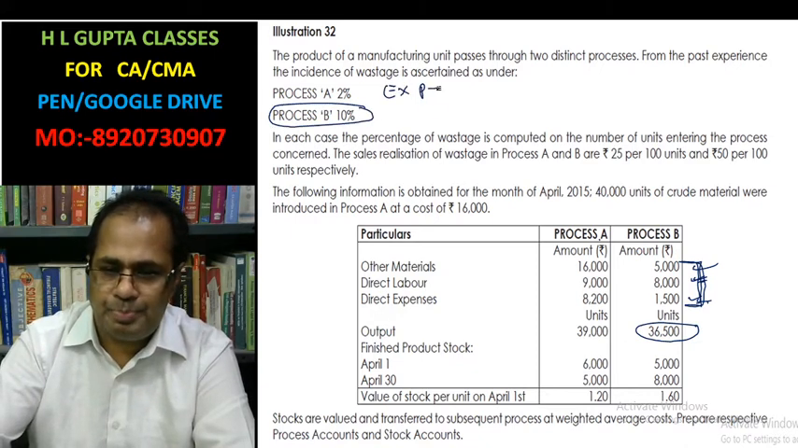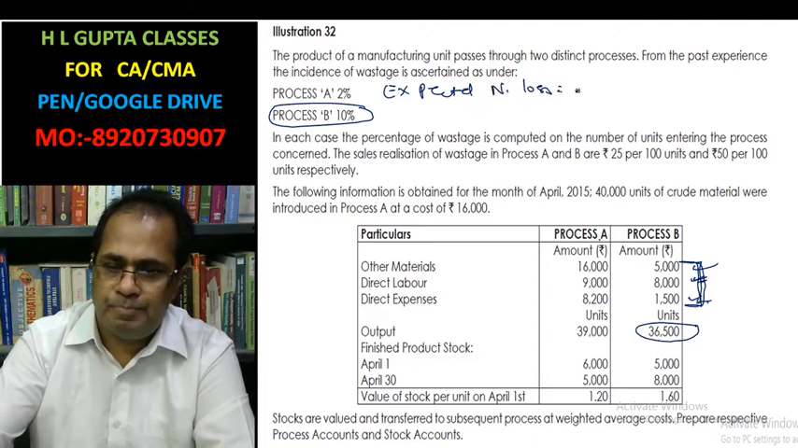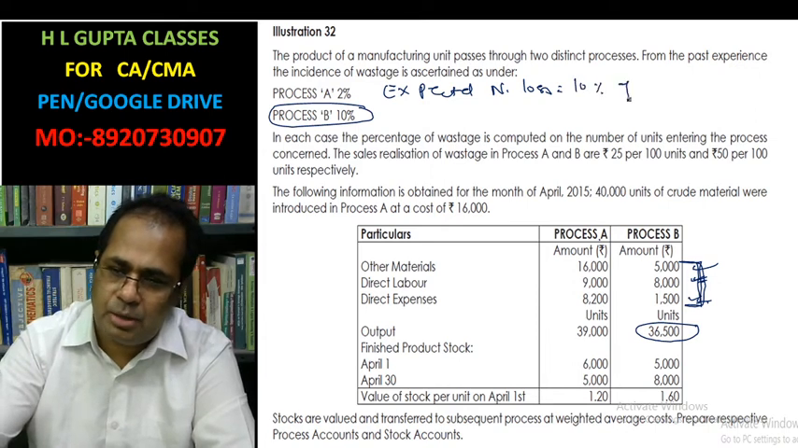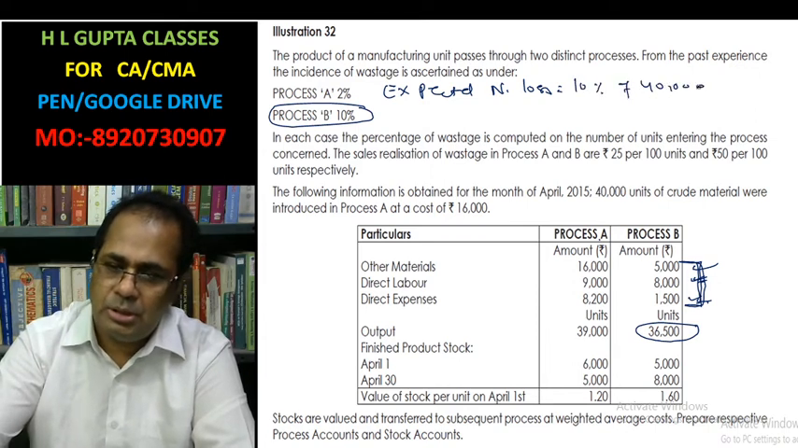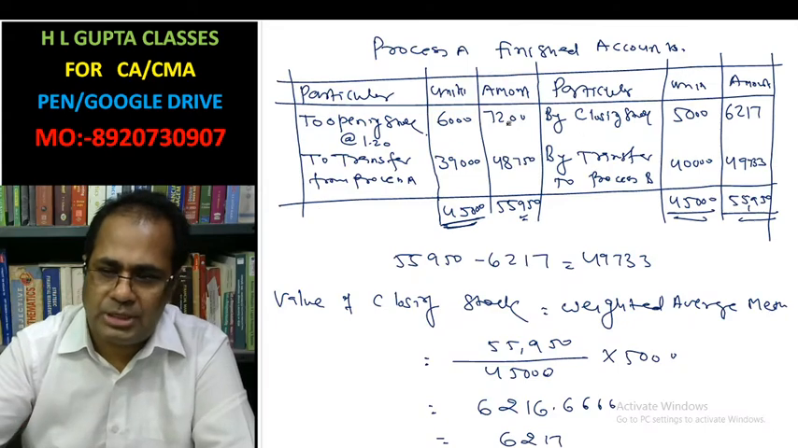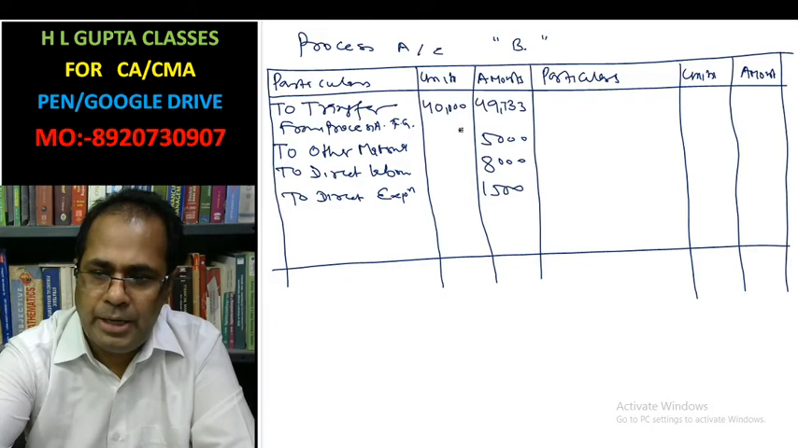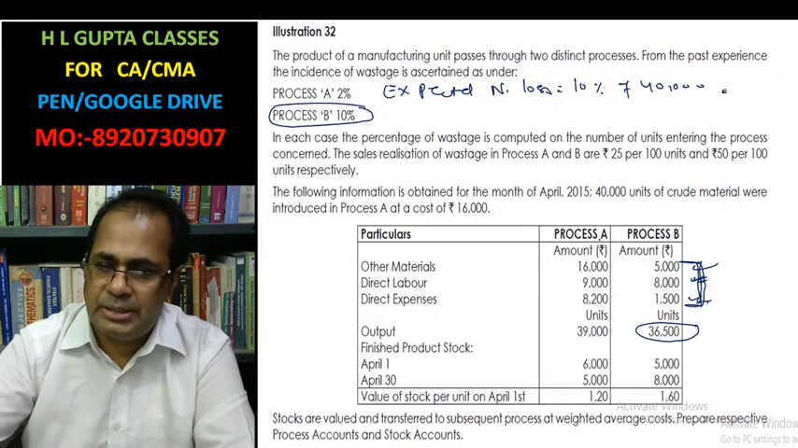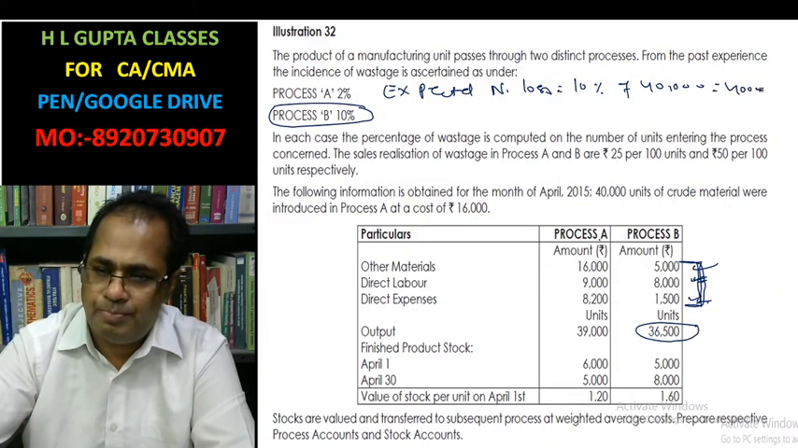Expected normal loss, process B: 10% of input, 10% of 40,000 units. Because your input was 40,000 units, that is 4,000 units.